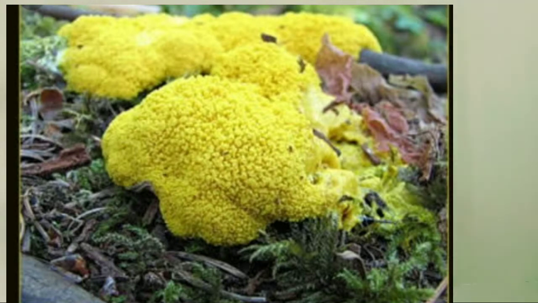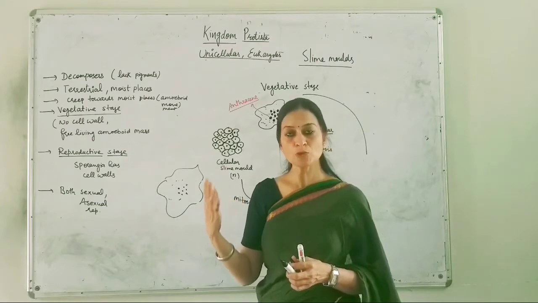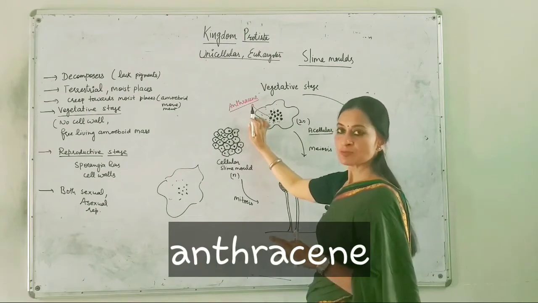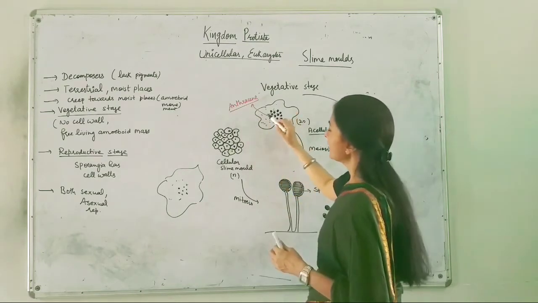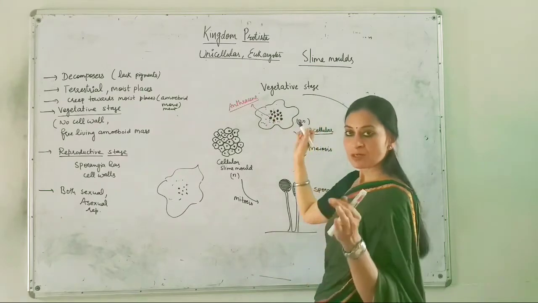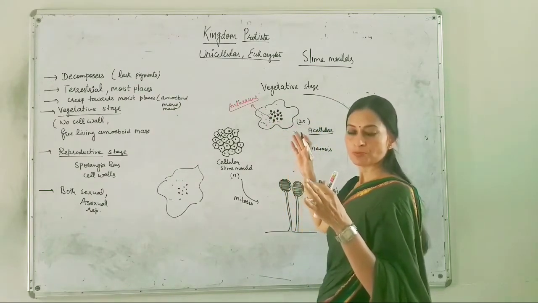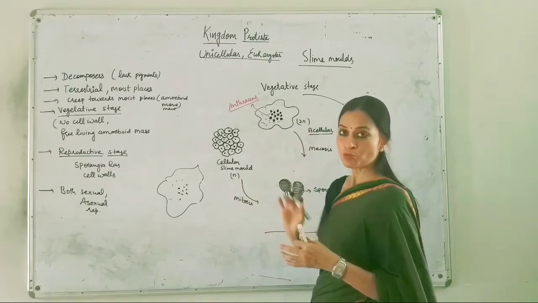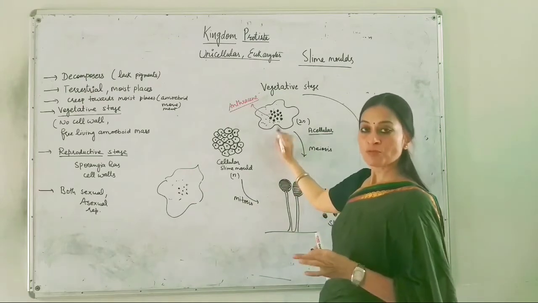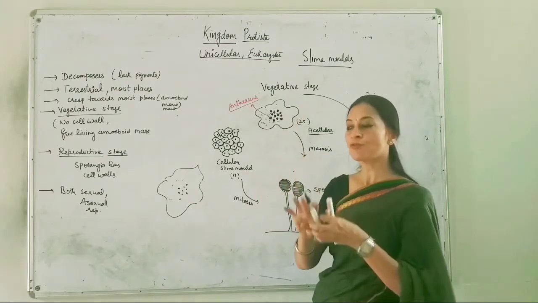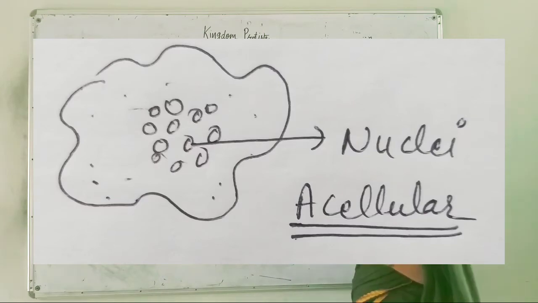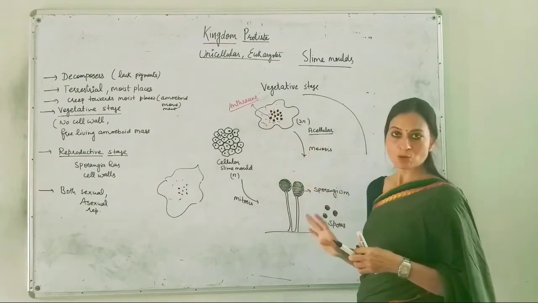This mass of protoplasm having a number of nuclei can appear yellow, orange, grey, white, just because of the presence of the pigment anthracene. Anthracene gives it different colors, and this amoeba-like large mass of protoplasm can move with its amoeboid movements. This is the first form of these slime molds. This is the first type of body form reported in slime mold, and this form is known as the acellular slime mold form. Acellular means no cells are observed.